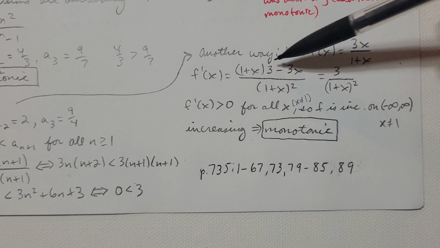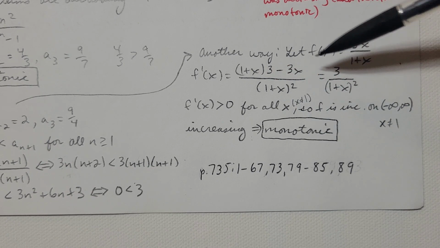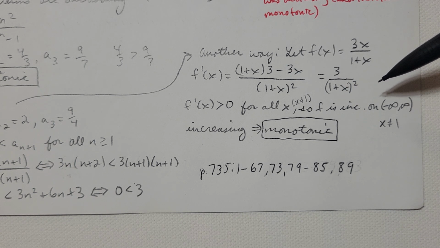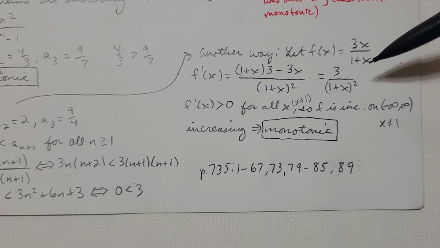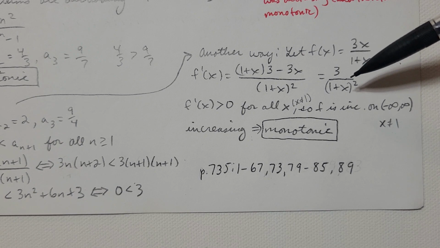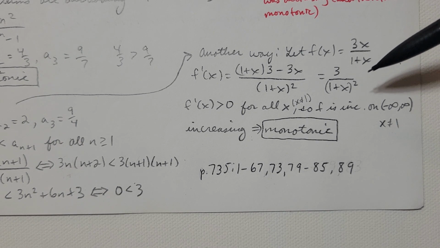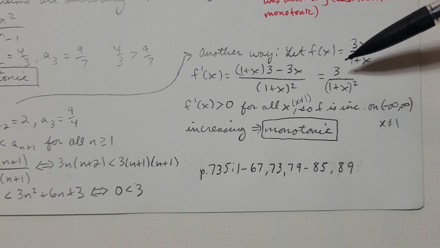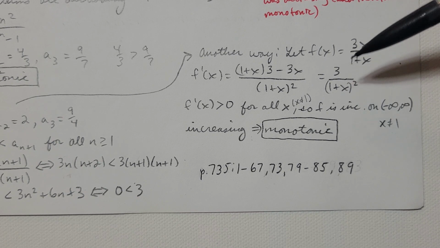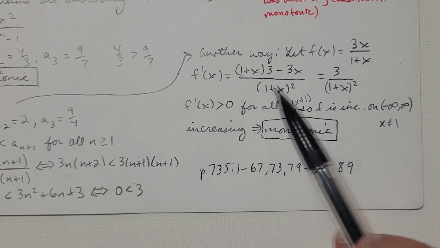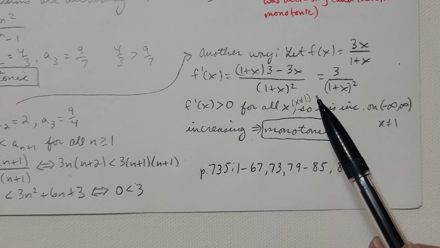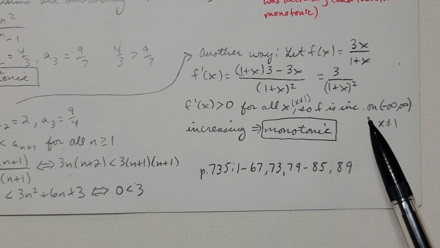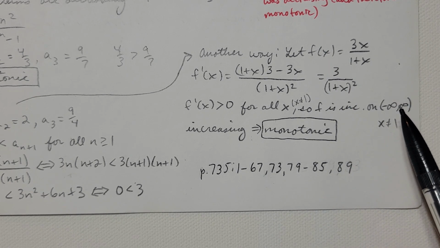So I'm looking at 3 plus 3x minus 3x. The 3x's are gone. And so I got 3 divided by 1 plus x squared. Okay, so I need to know when that is positive. Well, 3 divided by 1 plus x squared, that's going to be always positive, no matter what x is, right? Because I'm squaring the denominator, and 3 is a positive number, right? So I'll always have a positive value here if I plug any number into f prime. So what that means is that f, the original function, would be increasing everywhere, okay?